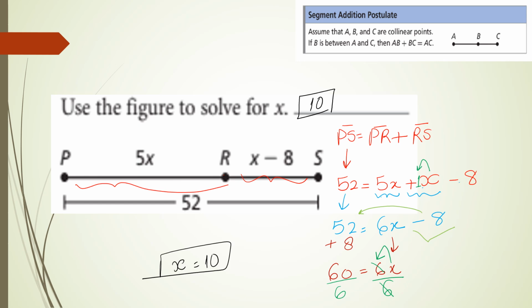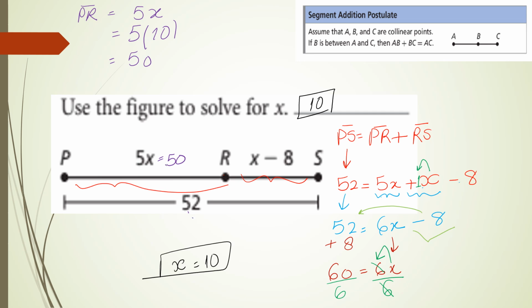But let's suppose they ask you to find the value of PR. PR is given as 5x, so replace x by the 10 which you found. 5 times 10 gives you 50. So PR is 50. So it's very obvious that if the whole line segment is 52 and the first part is 50, then 52 minus 50 gives you 2.